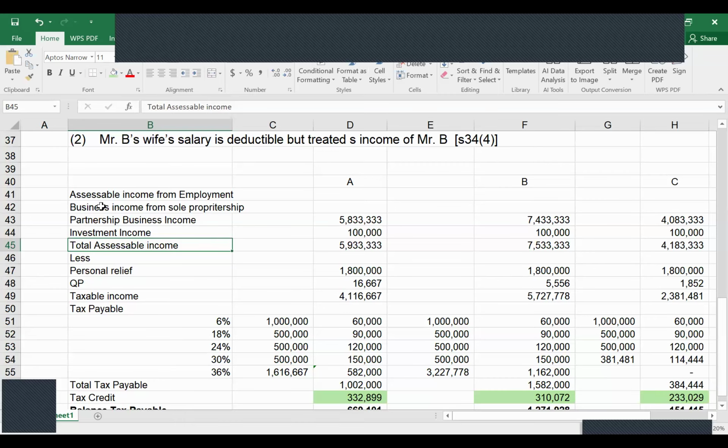If there is a sole proprietorship for a partner, it can be included here. If that partner has a trust, it should be included here. But it is not mentioned in this question. Therefore, no employment income, no business income from sole proprietorship, only partnership income is there. Therefore, we can calculate it from here.